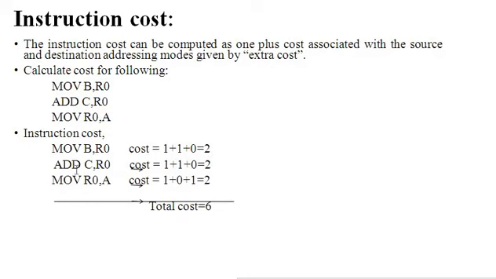Same for ADD C, R0: it is 1 plus 1 plus 0, which is 2. For MOV R0, A, the move cost is 1, for the register the value is 0, and for A the extra cost will be 1. So 1 plus 0 plus 1 is equal to 2. So the total cost will be 2 plus 2, 4, plus 2, which is 6. So the total cost is 6.